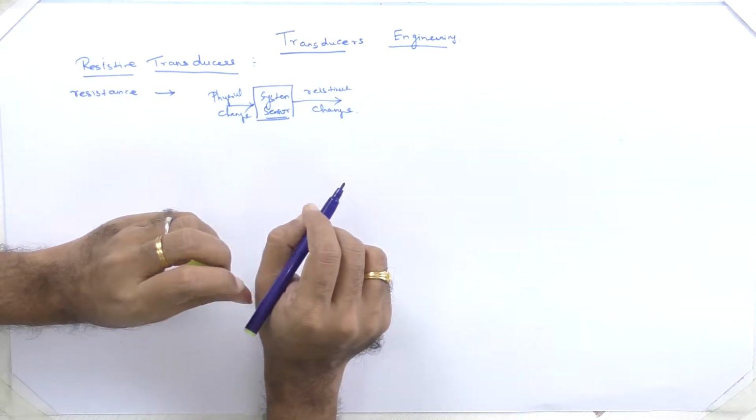When a physical parameter in the external world changes, there is going to be a resistance change occurring in your system. So these kinds of transducers are called resistance transducers.